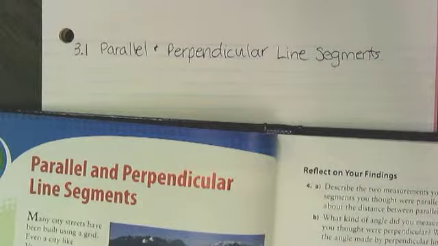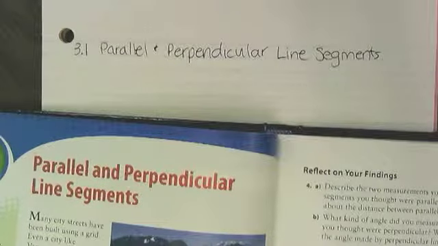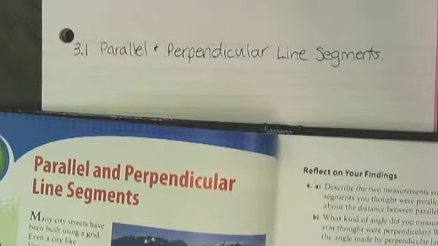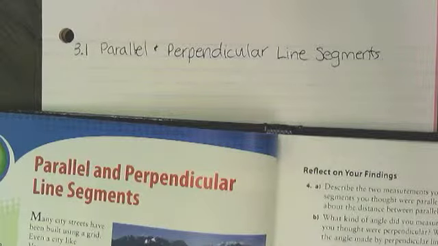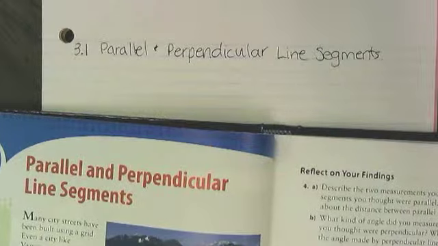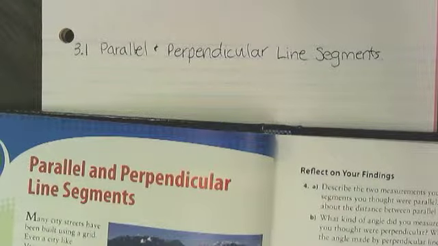Take a piece of paper. This is parallel and perpendicular line segments. It's called a line segment because a line goes on forever. A line is never ending. When we think of lines, though, we think of a piece of a line, a part of a line. It has a beginning, it has an end. So it's a line segment. It's a segment of a line.